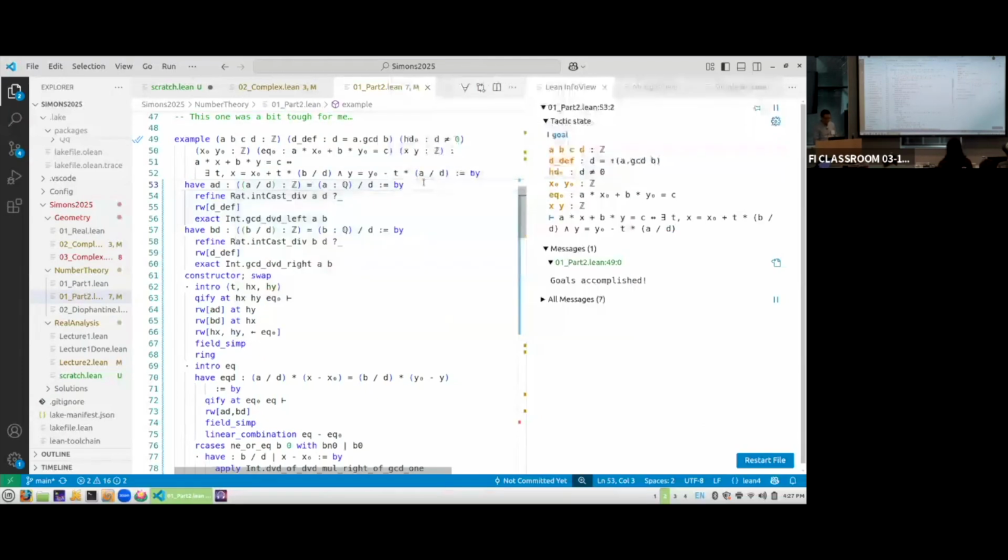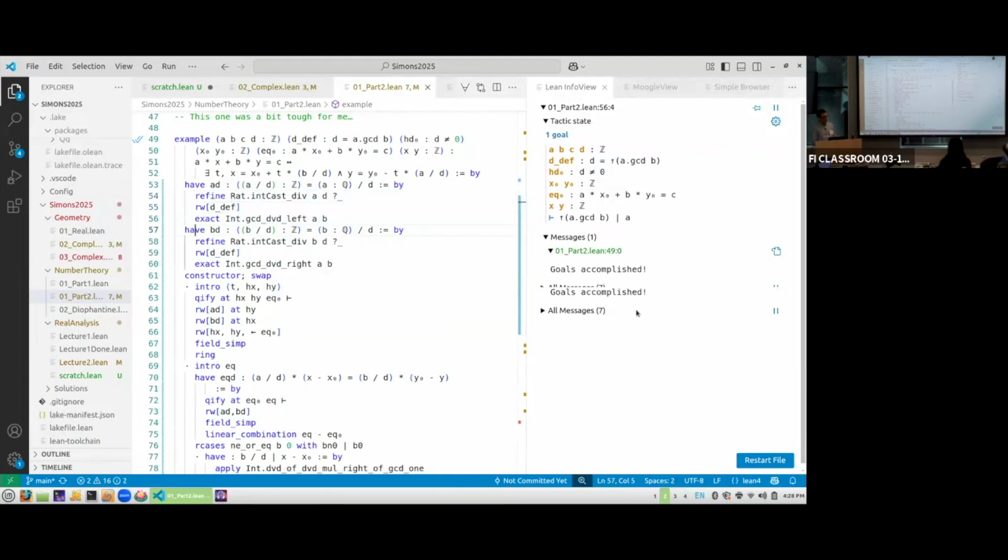And the nice thing is that if you just type apply with question mark, you find that Lean does have a method for doing that if you can show divisibility of the corresponding integers. So I do that, and then I use the way that D is defined to solve that. And I do the same thing with B. Questions so far?